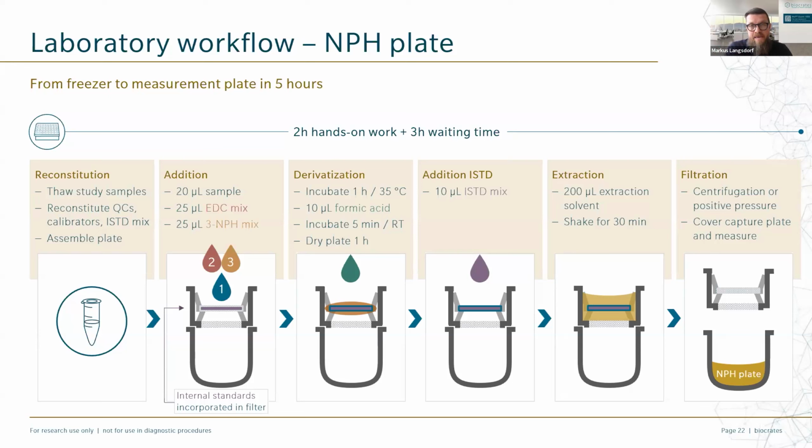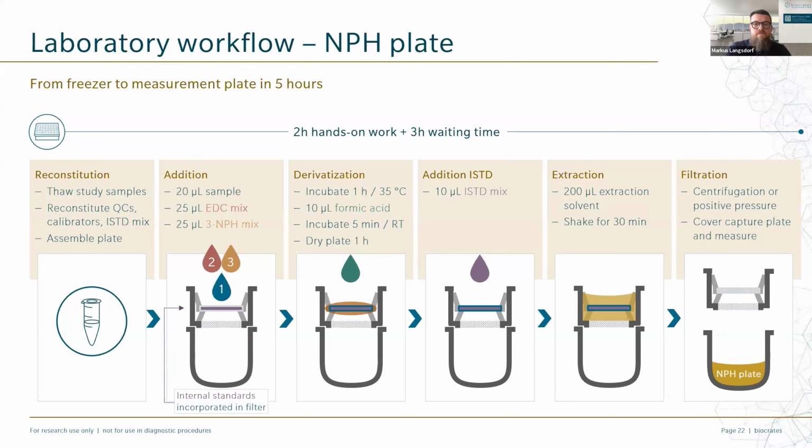Then formic acid is added to stop the derivatization reaction. This is incubated for 5 minutes. Then you dry the plate for 1 hour. Then you add the internal standard mix, and then you add an extraction solvent and you shake it for 30 minutes. And during this step, the proteins will precipitate and will be removed.